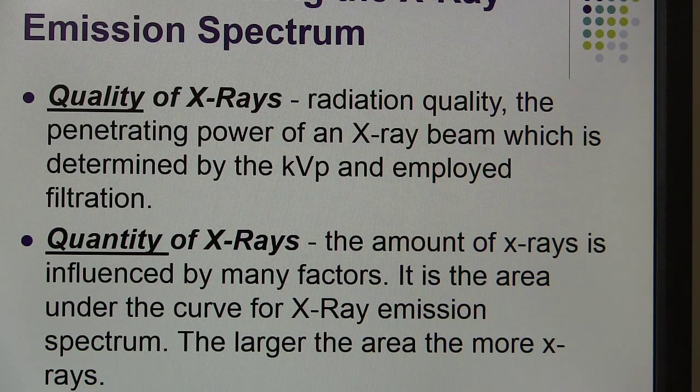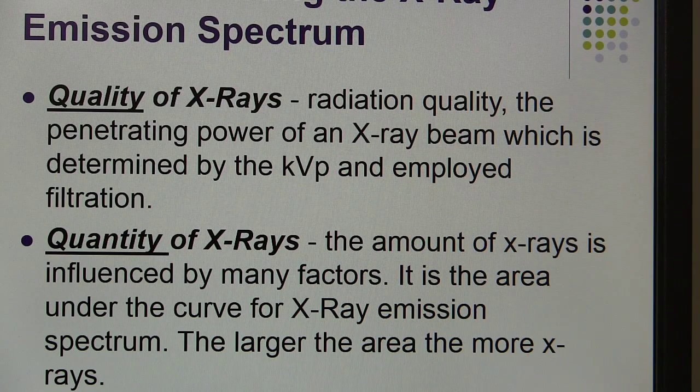So radiation quality, or the penetrating power of an X-ray beam, is determined by the KVP. And it also says employed filtration. We haven't talked about filtration yet, but we will. So the main thing to take away from this is the quality, how good the X-ray is, based on how much we turn up the KVP, or kilovoltage, excuse me, applied to that X-ray tube. What we're really saying is the higher we crank the KVP, the further our X-ray energy will penetrate. So that's quality.